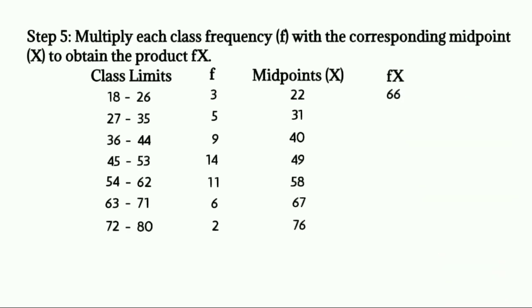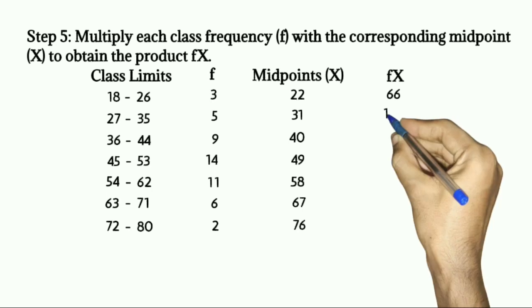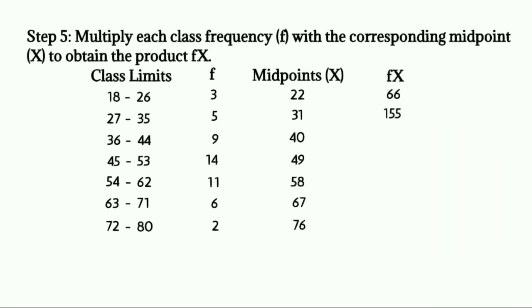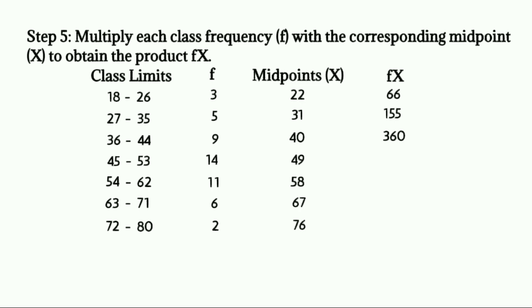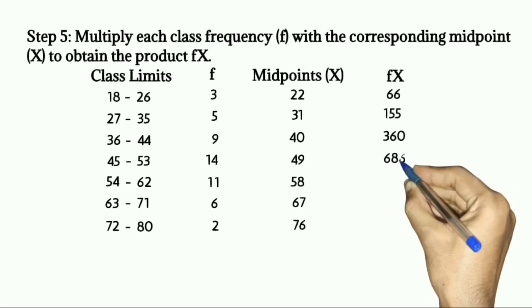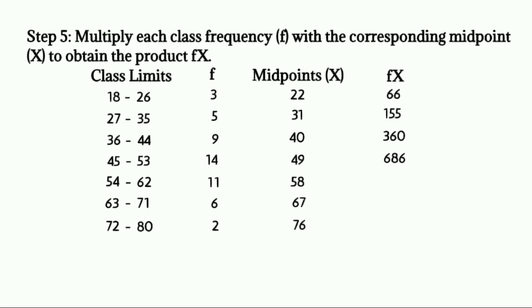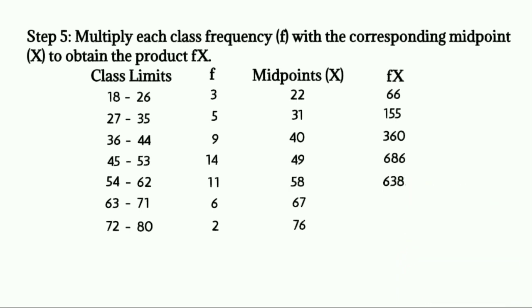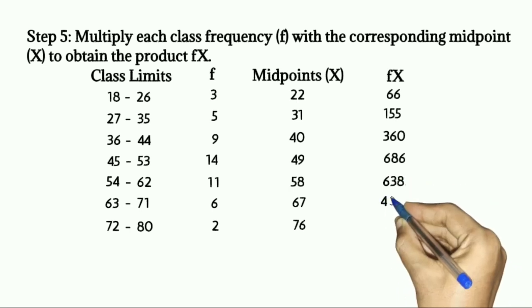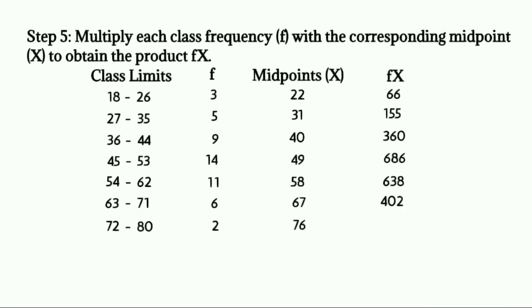Next, 5 times 31, that is equal to 155. 9 times 40, that is equal to 360. 14 times 49, that is equal to 686. 11 times 58, that is equal to 638. 6 times 67, that is equal to 402. And 2 times 76, that is equal to 152.